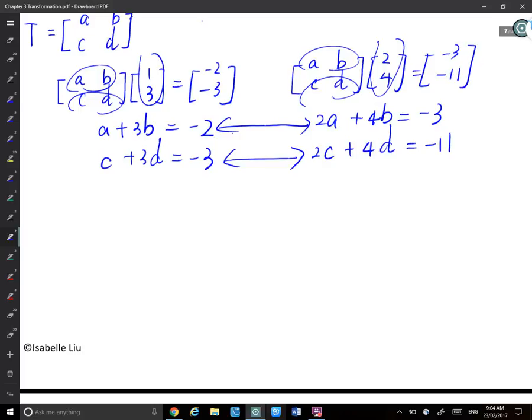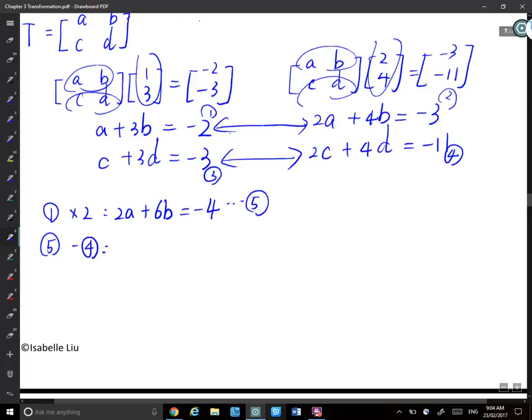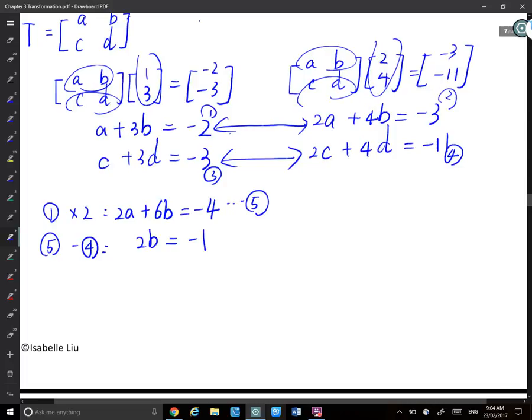Let's make equation 1, equation 2, equation 3, and equation 4. Equation 1 times 2 gives you 2A plus 6B equals -4. Say that's number 5. Let's use number 5 to subtract number 4. 6B minus 4B is 2B, and -4 minus -3 is -1, so B will be -0.5. So A will be -2 subtract 3 times negative a half. A will be negative a half.